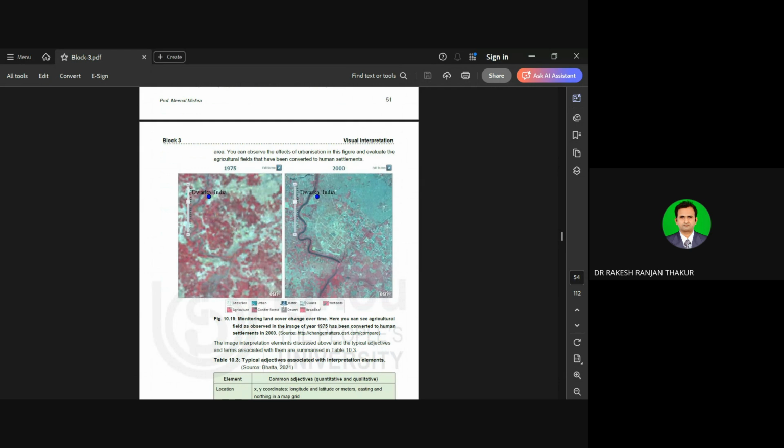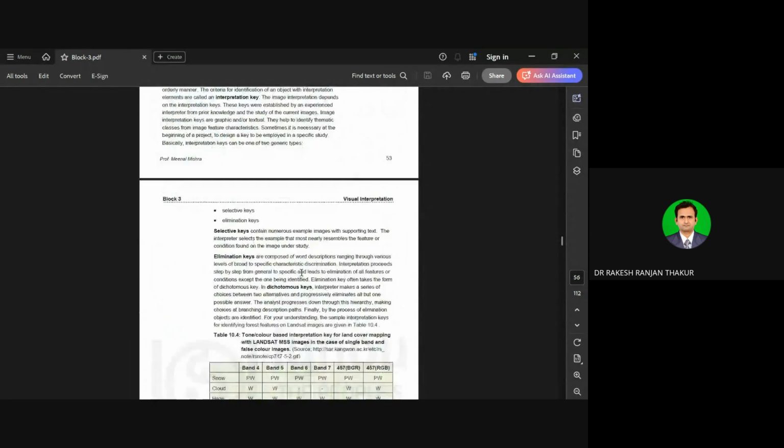In another example here, land use land cover change analysis can be done. Like here there is an example of Dwarka, yeah, it is from Dwarka. In 1975 you can see in the left hand side it was covered with agricultural land, but when we compare it with 2000, at that time those agricultural land has been converted into settlement, right? So this type of monitoring or changes of land use can be well studied by using satellite imagery, right?